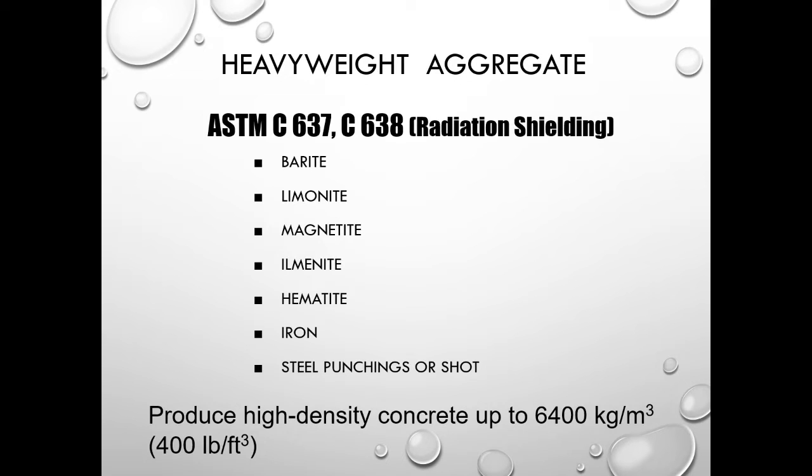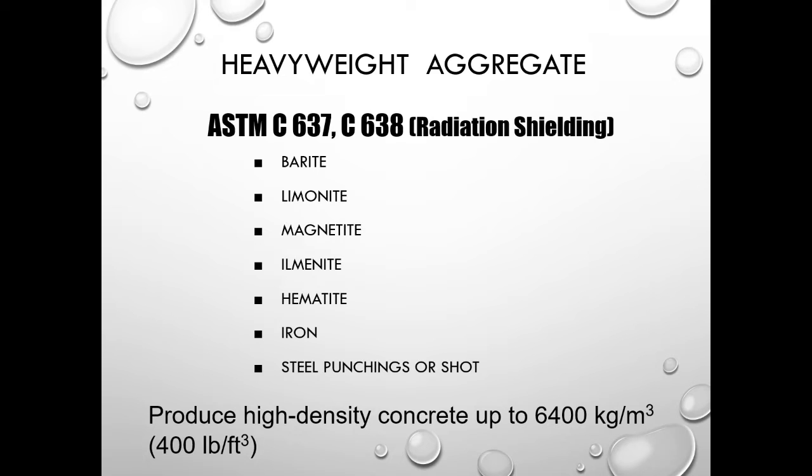And then we have our heavyweight aggregates, similar to that hematite I had mentioned earlier. And these are some of the types of aggregates. Iron, steel punchings or shot. Many times iron is used in dry cast hardener, where you maybe do a floor surface, and this floor may be subjected to very heavy steel wheel traffic. So you want to make sure you have a very dense and durable, non-abrasive surface. So you may want to use iron or steel punchings.